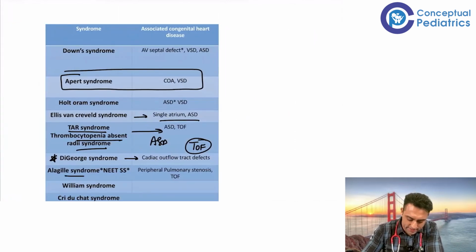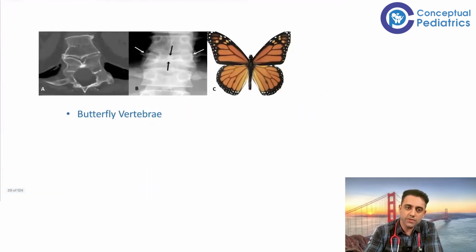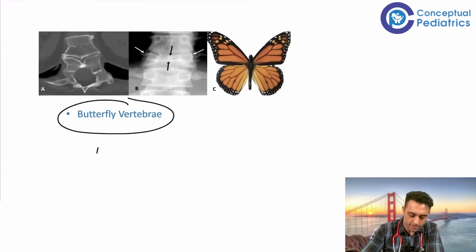And Alagille syndrome was a NEET SS question. The most common congenital heart disease in Alagille syndrome is pulmonary stenosis or peripheral pulmonary stenosis. And very importantly, in Alagille syndrome, which vertebra do you see? Butterfly shaped vertebra. So we all know, where do you see butterfly shaped vertebra? The answer is Alagille syndrome.